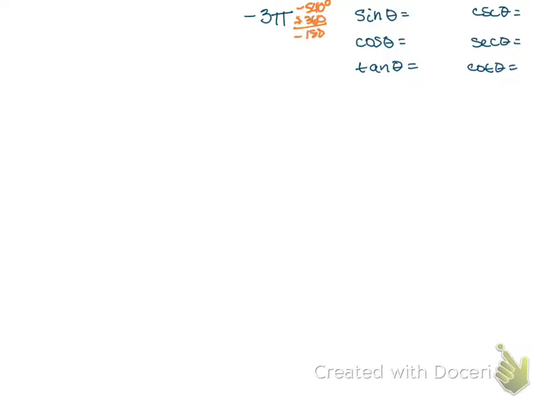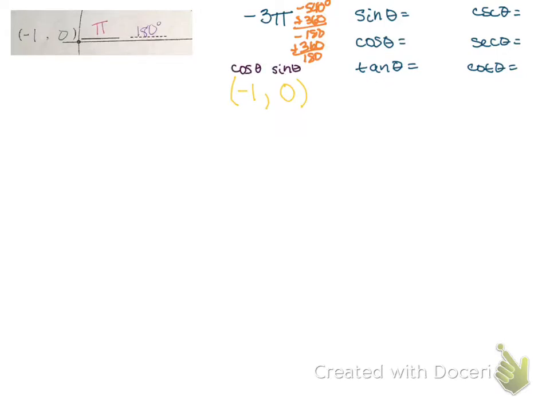All right, negative 3 pi. Multiply negative 3 times 180, gives you negative 540. Add 360, gives you negative 180. Add 360 again, gives you positive 180. Positive 180 is on the unit circle. It happens to have the ordered pair of negative 1, 0. The first number is cosine, the second number is sine. So my sine is 0, my cosine is negative 1.